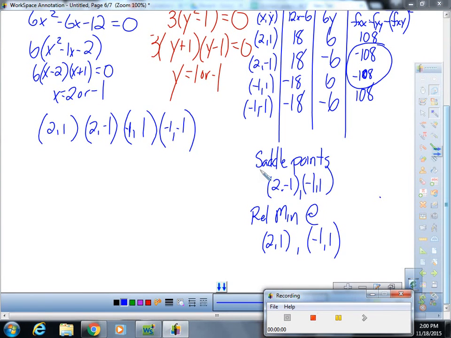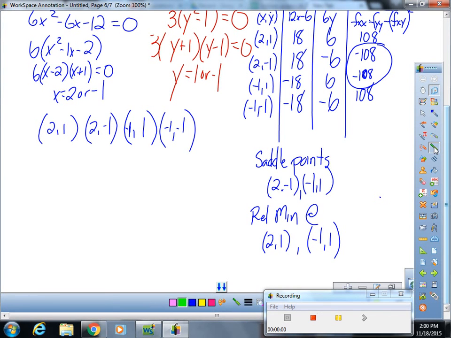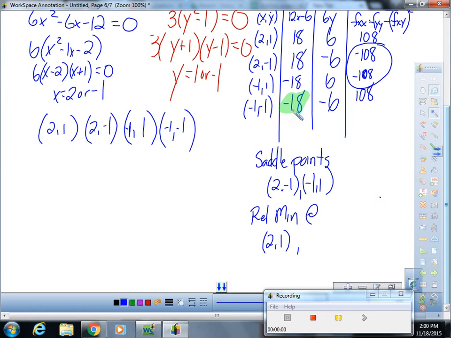All right. Hey, an addendum. Yeah, addendum. We did this wrong. This is wrong. Because that is negative, okay? So, since our partial is negative, but our discriminant is positive, that is going to be a relative max at the point negative 1, negative 1. Boom!